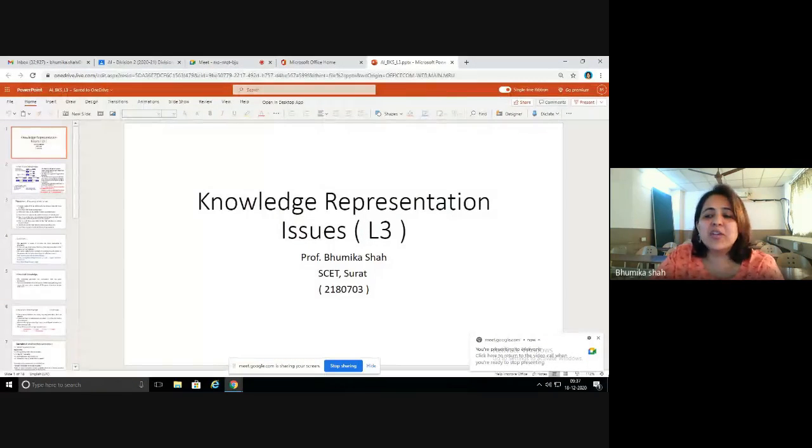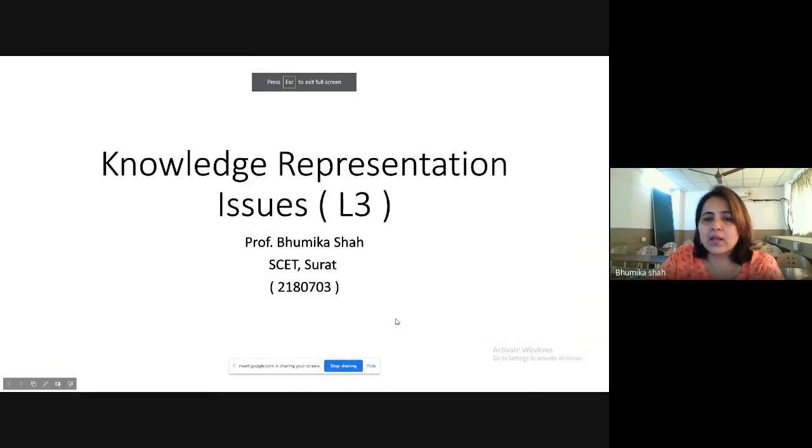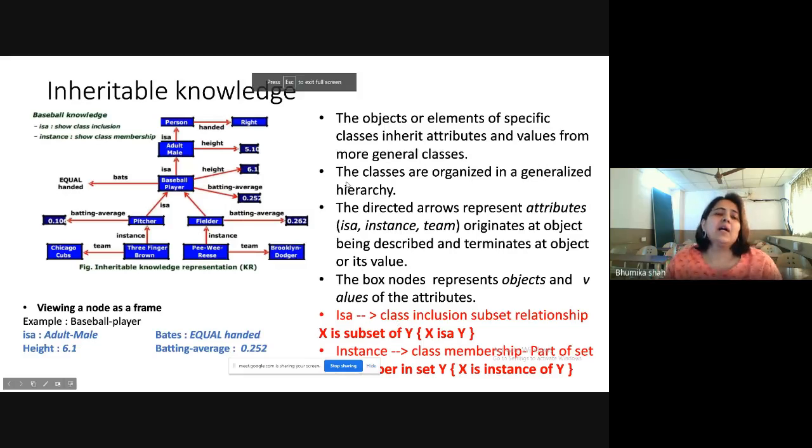Fine. So today we are going to discuss inheritable knowledge. In the last lecture itself, we had started discussing inheritable knowledge. What we had discussed: many times our problem domain is very generic, generic in a way that all the objects or entities which we have identified can be represented in the form of a hierarchy, a generalized hierarchy. What kind of hierarchy?